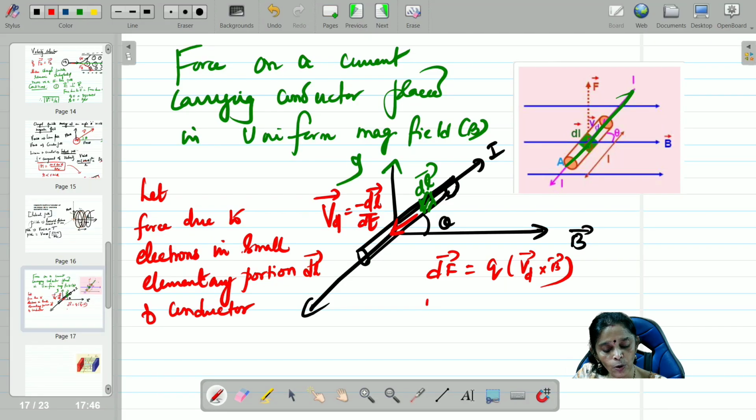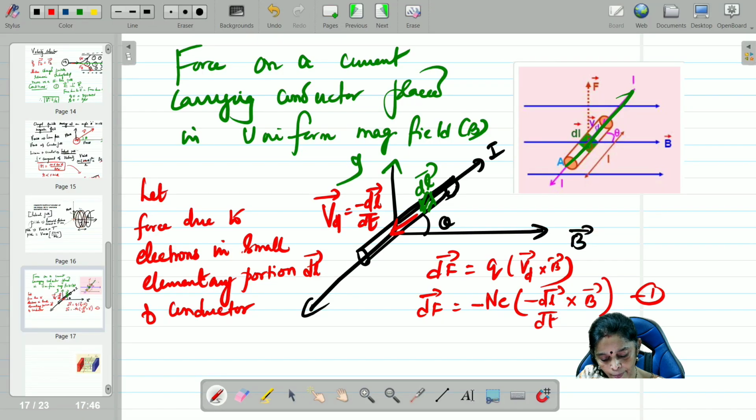But we know that q is equal to plus or minus Ne. Since I am talking about electrons, I have to write minus Ne. But Vd is equal to minus dl vector by dt, that also I am writing, into B. Equation number 1.